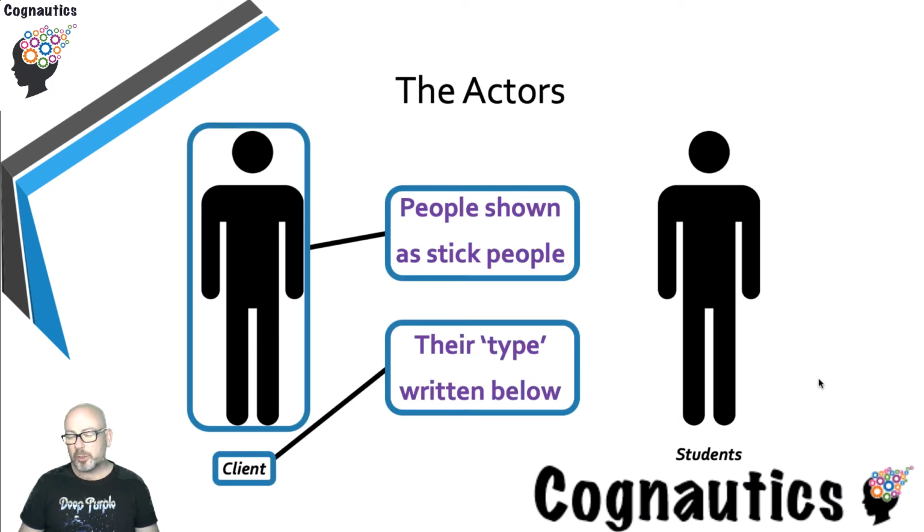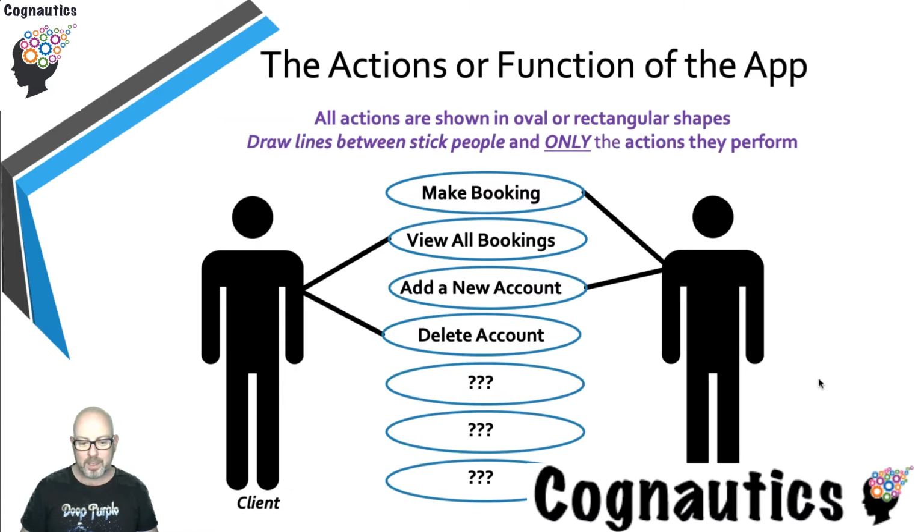So first of all, your entities, your actors, are shown as stick people. Needn't be as fancy as my stick person here, although I think this is clip art from Word. But anyway, stick people, that's all you need. And then underneath your stick person, you're going to write their type. So for example, client, customer, student, Justin. So 2 stick people.